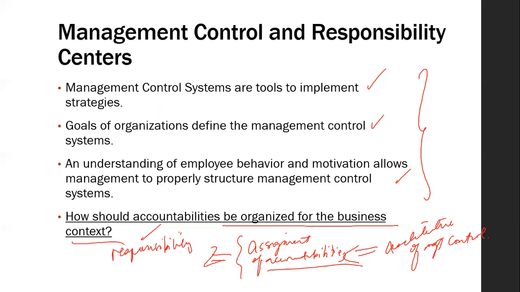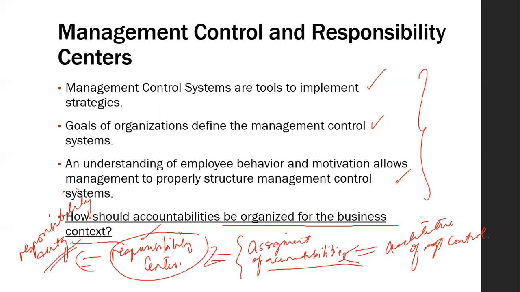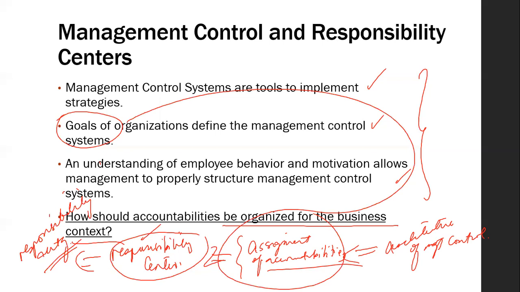When you try now to measure the accountabilities and check whether accountabilities have been fulfilled at the end of the year, that is what is called responsibility accounting. So they're interlinked. Because of the goals of the organization, those goals need to be assigned to people within the organization. And the assignment of accountabilities is designed under the context of a responsibility center. It's like the skeleton of all accountabilities within the organization.